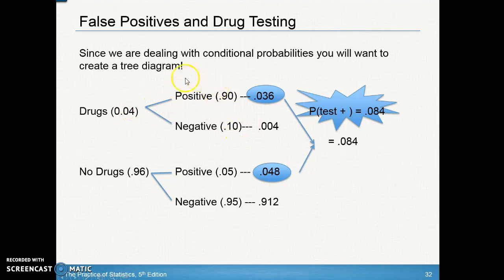When they did do drugs and it came out positive, that's 90% of the time. Those two have to add up to 100. Now notice that I multiplied across all of the branches. You always want to do that because it makes the answer a lot easier.